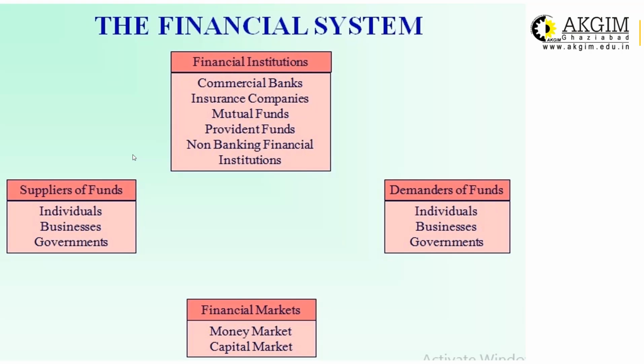So suppliers can be individuals, businesses, governments, and obviously these are demanders also. Government also needs funds, businessmen also need funds, individuals need funds. In the case of an individual, we say personal finance. In the case of business, we say corporate finance, and in the case of government, we say public finance. Okay.